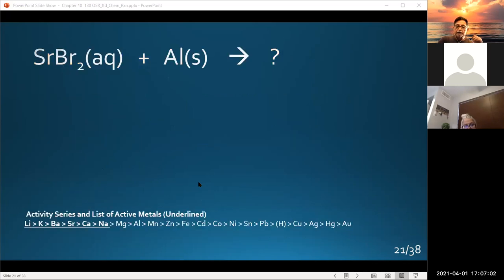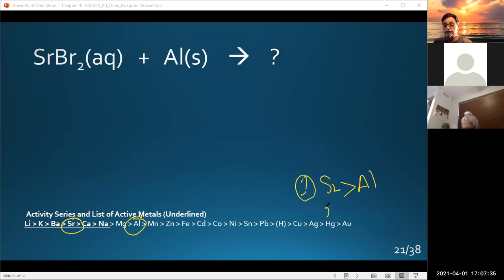All right, here we have this one. Strontium bromide plus aluminum. Step number 1: compare the metals as far as reactivity. And so we have strontium right here, and aluminum right here. That tells you that Sr is a lot more reactive than aluminum.